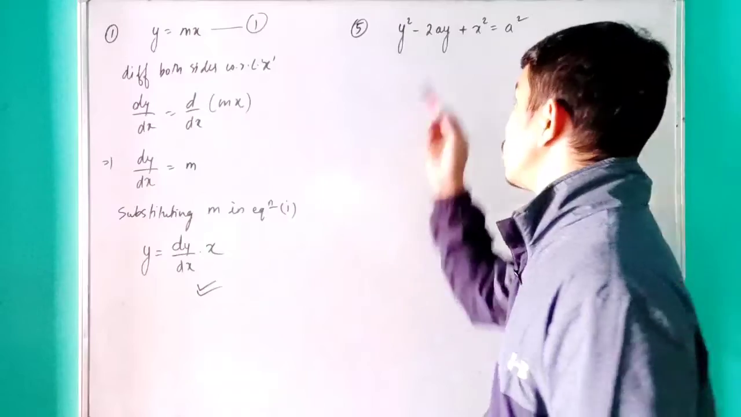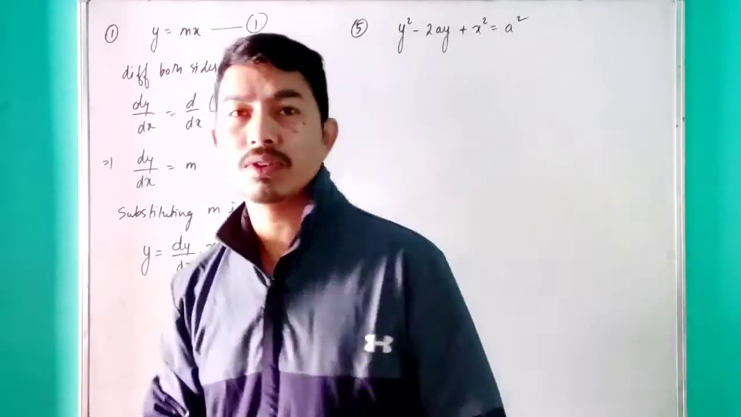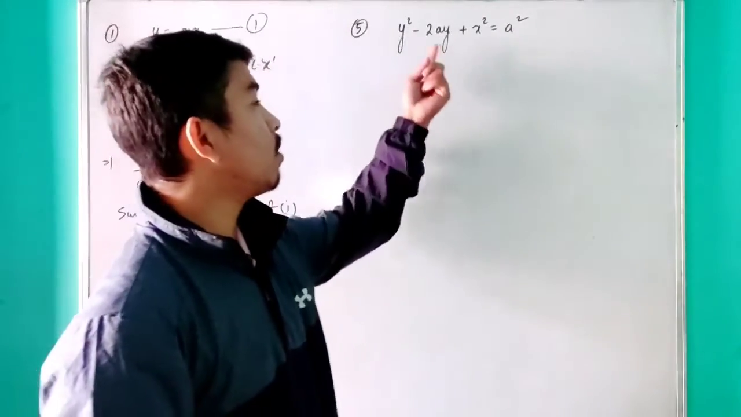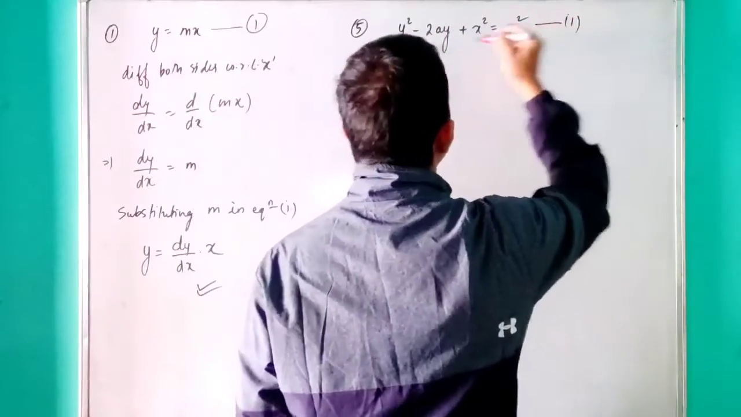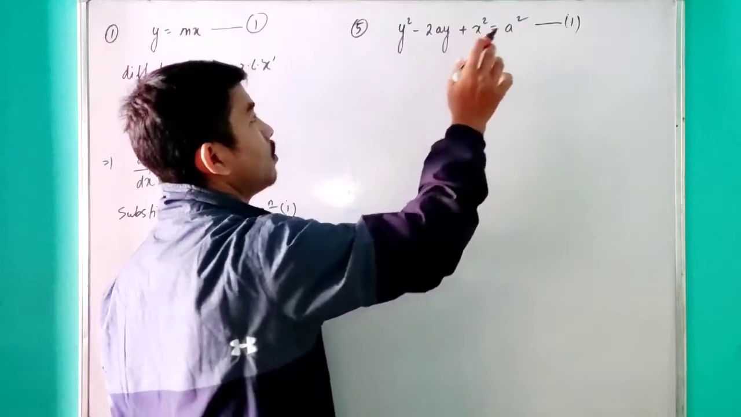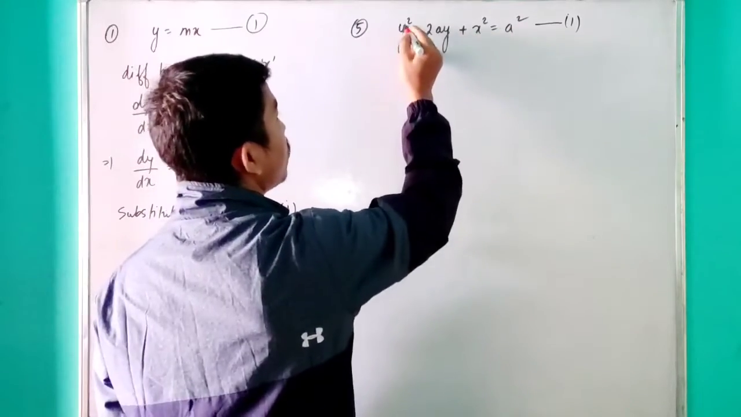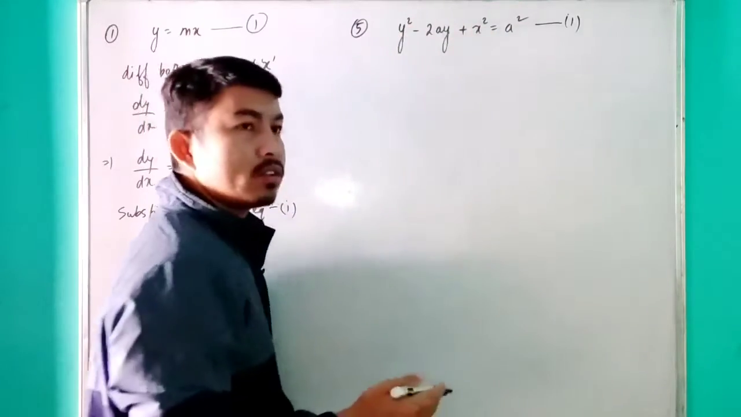It's very simple. So again, number 5, we follow the same procedure. I find the value of a and then substitute in the main equation. So let this be equation 1. Now differentiating both sides with respect to x, what do I get? Since this is not x, we follow the chain rule.